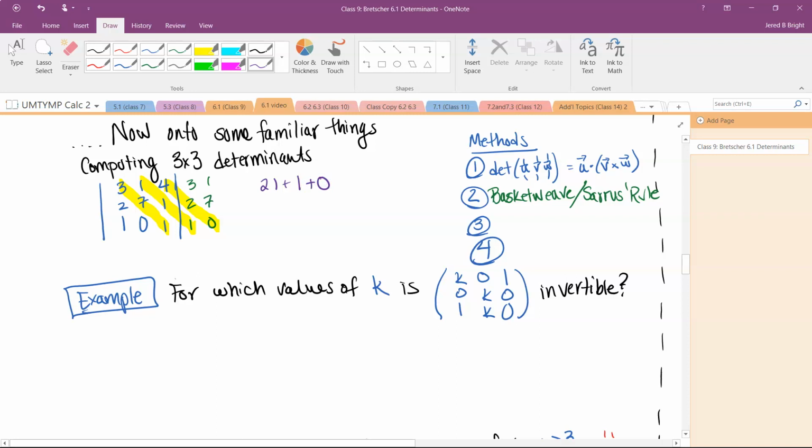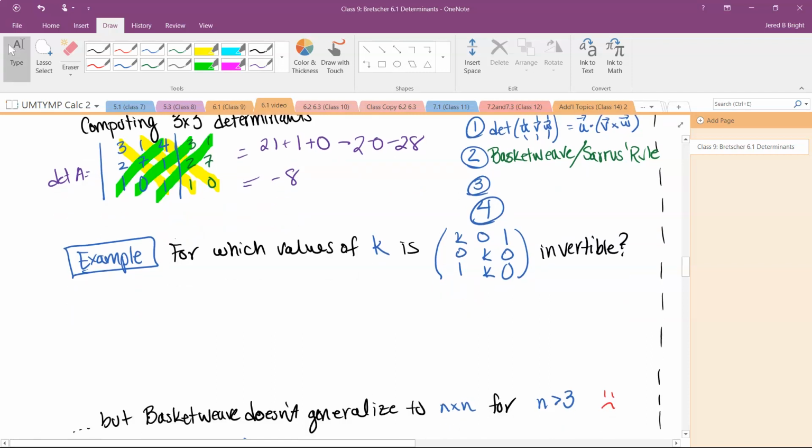Okay, and then you subtract the anti-diagonals, or the diagonals going backwards. So that would be this one, and that one. So then we end up subtracting 2, subtract 0, and subtract 28. So determinant of A is equal to 22 minus 2, which is 20, and then minus 28, is minus 8. Okay? So, just a little introduction to basket weave.